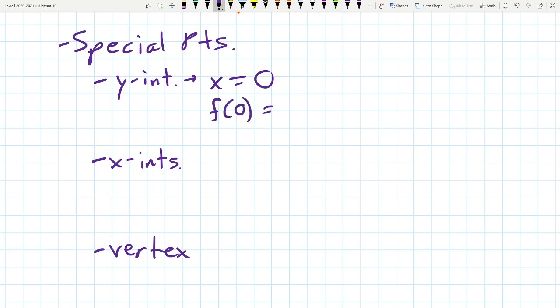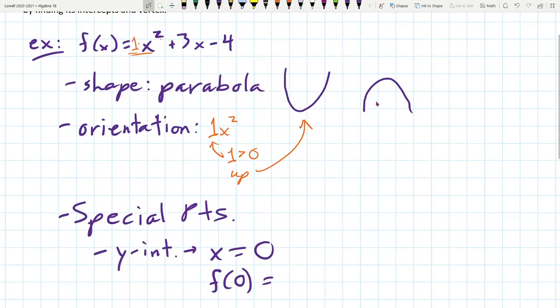So f of x, or sorry, in this case, f of 0 is going to be equal to, let's remind myself what our function is, 0 squared plus 3 times 0 minus 4. Ready? What's really nice about these polynomial functions is that when you plug in x equals 0, pretty much all the terms are going to become 0, except for the constant term because there's no x there. And so f of 0 is equal to -4, and that's where our y-intercept is going to be.